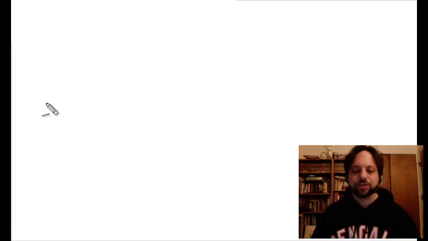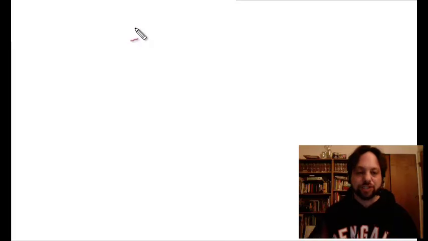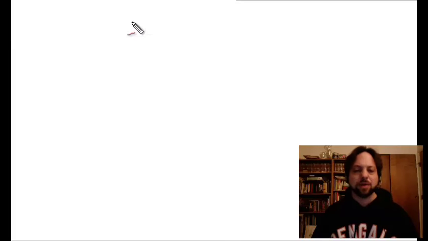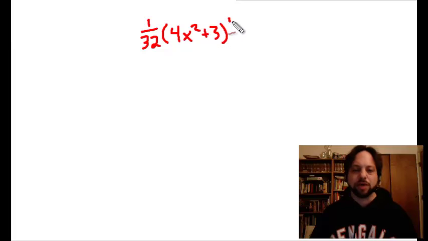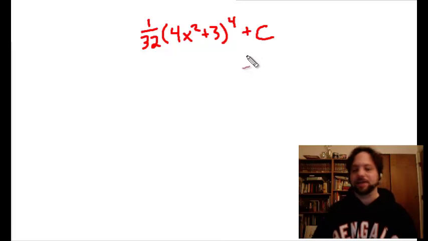So before we get into this substitution stuff that I've been talking about, let's go ahead and make up a differentiation problem. I'm going to make one up that looks something like this. Let's have 1 over 32 multiplied by, let's say, 4x squared plus 3. And let's take that quantity to the fourth power. And then just for fun, let's put a plus c on there.